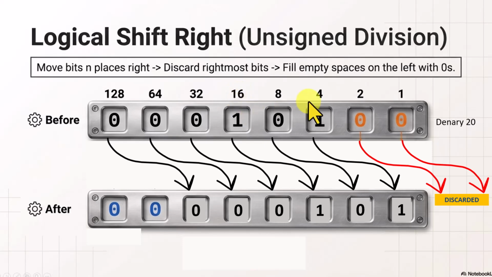So see here, that is 16 plus 4, 20. Here that is 4 plus 1, 5. 20 divided by 2 to the power of 2 is equal to 5. Clear? So that is just our denary 5. So the right shift performs division.